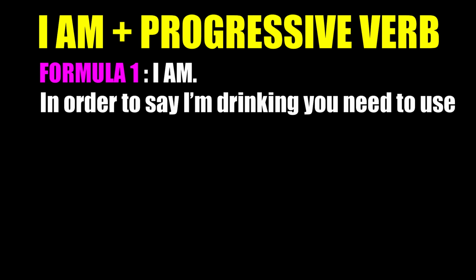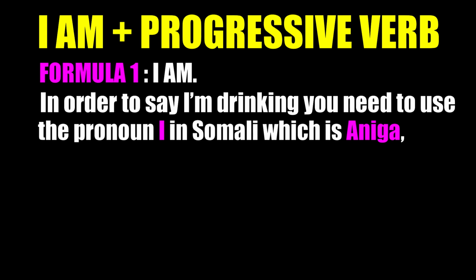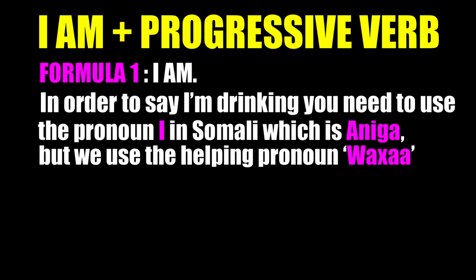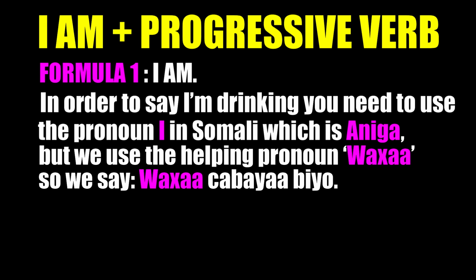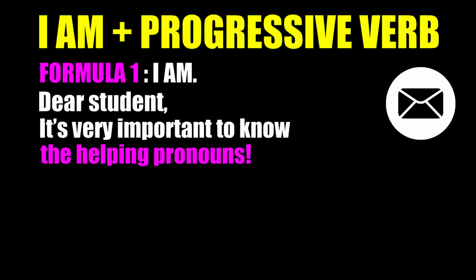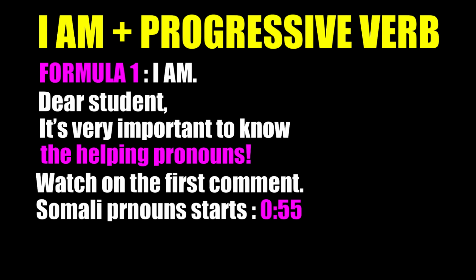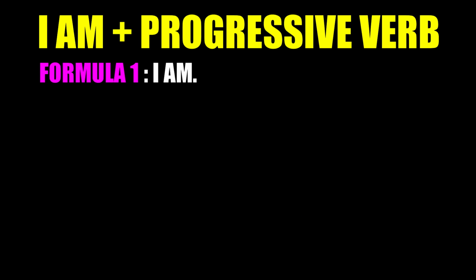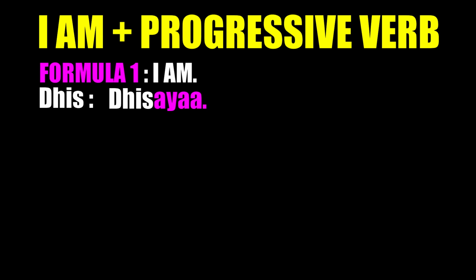In order to say I am drinking, you need to use the pronoun I in Somali, which is aniga. But we use the helping pronoun, which is waxa. So we say waxa cabaya biyo. Dear student, it's very important to know the helping pronouns, and you can watch now on the first comment, or you can get on the description. This is to build and also ends with consonant, so we can add aya to make it ing form or progressive. This aya, which is I am building.